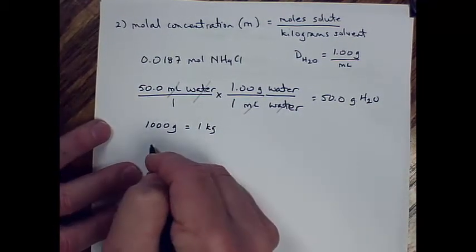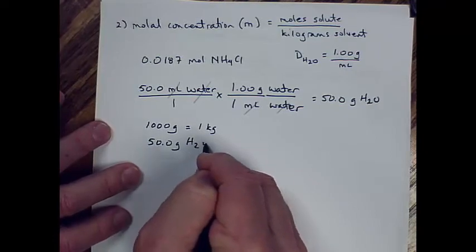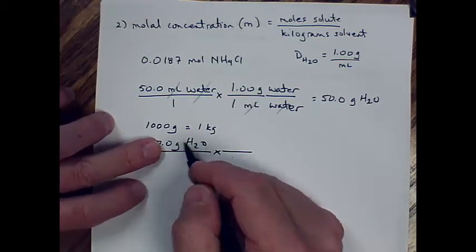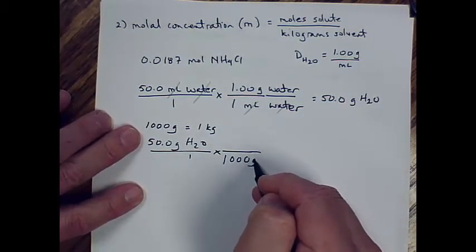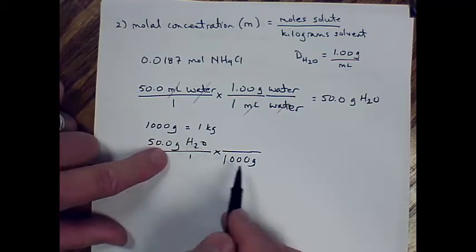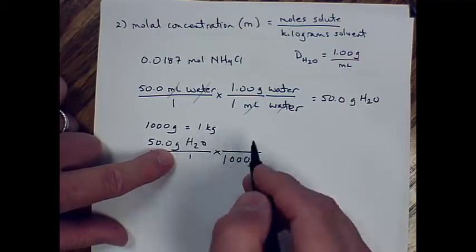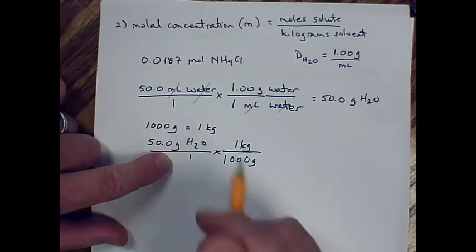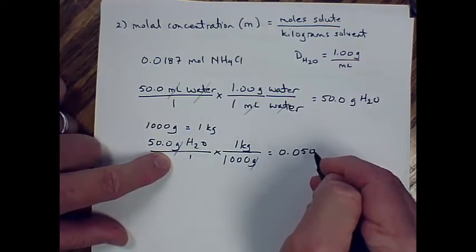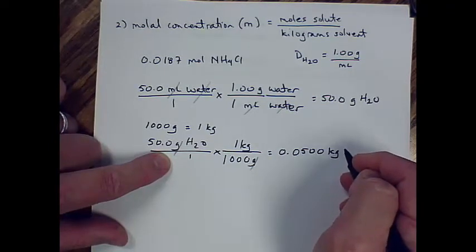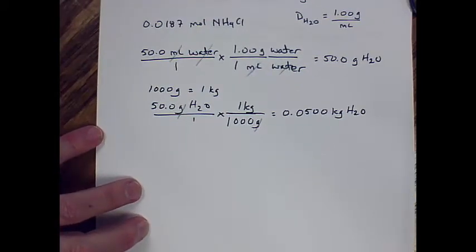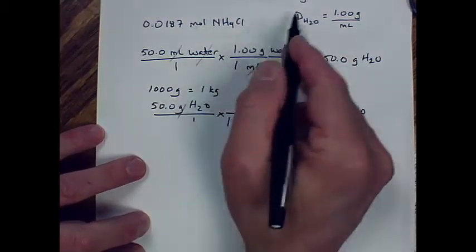So there's an equality statement. We'll take this 50 grams, put it over 1, and use this equality statement. We're going to match the units. The number with the same units will go on the bottom, because same units is the starting amount here. So 1,000 grams goes on the bottom because I have grams on the top. Kilograms go on the top. When we cancel the units, we're left with 0.0500 kilograms of water. That's our solvent mass in kilograms.